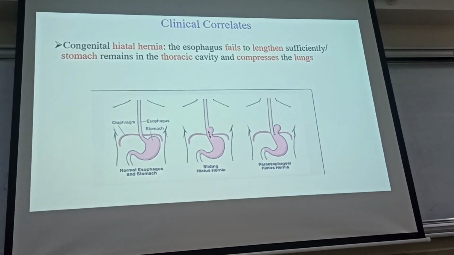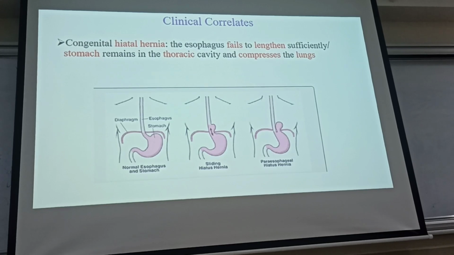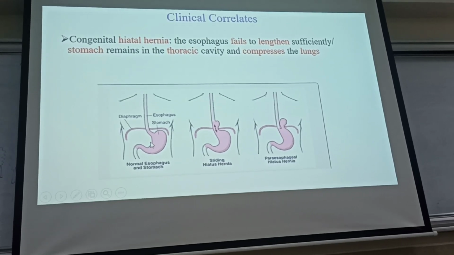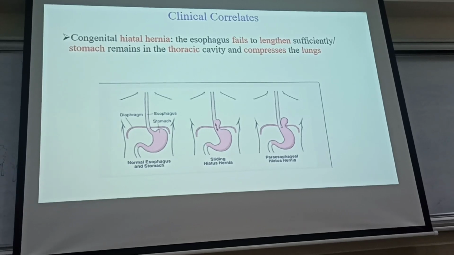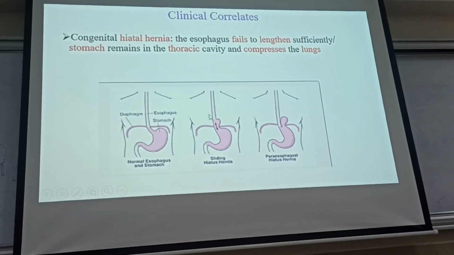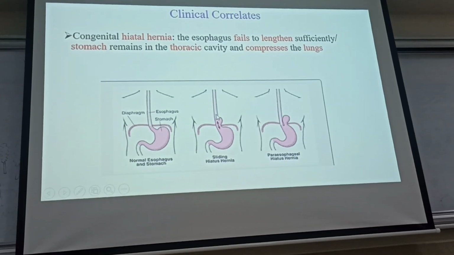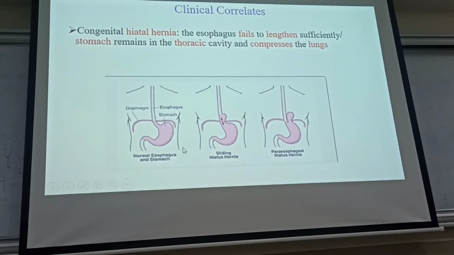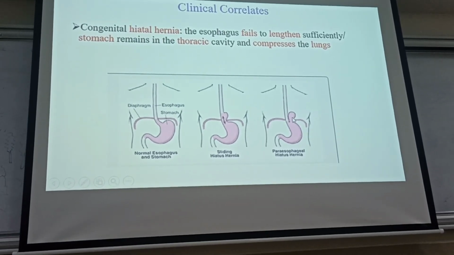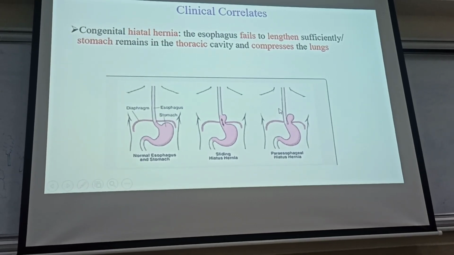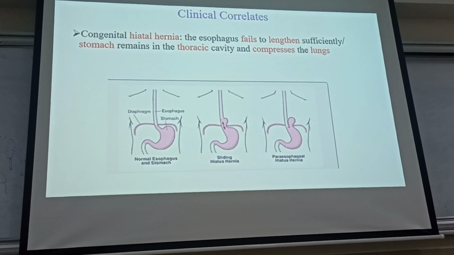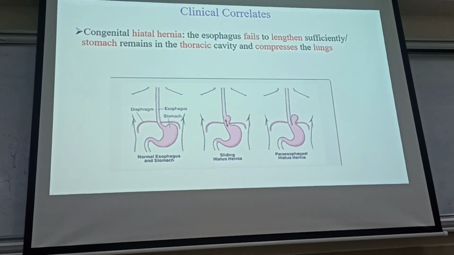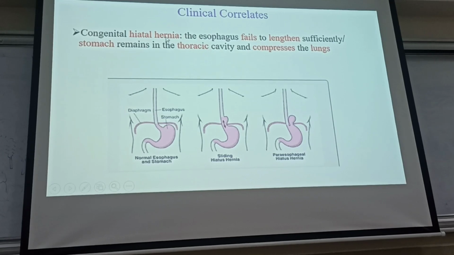Also, there is another pathological condition that is called congenital hiatal hernia. In this condition, elongation of the esophagus fails. So the stomach remains in the thoracic cavity and presses on the lungs and leads to hypoplasia of the lungs. As you see in this picture, a part of the stomach remains in the thoracic cavity, and this condition may lead to hypoplasia of the lungs and respiratory distress. Congenital hiatal hernia.